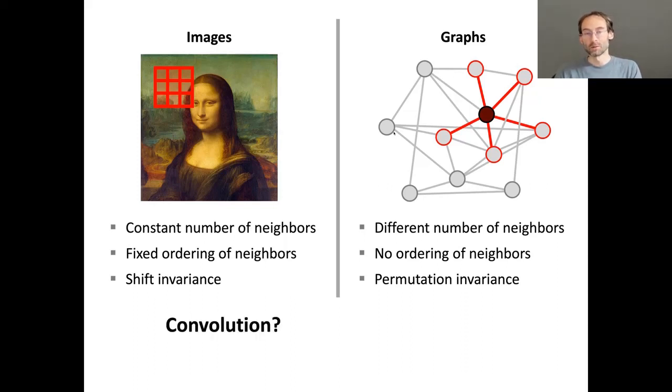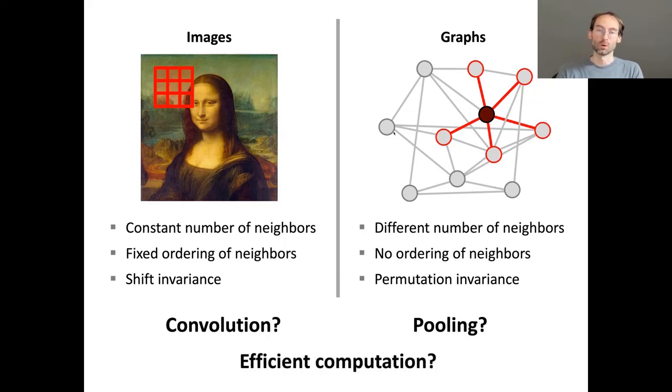So the question I would like to address today is how to generalize the building blocks of convolutional neural networks or deep learning pipelines in general to graphs. One of them is how to define something similar to convolution. Another one is how to do pooling and how to do all these computations efficiently.